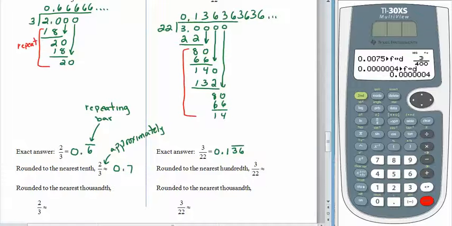If we wanted to round to the nearest thousandth, we would have 0.66, and then we'd have to decide what's going to go in the thousandths place. And of course, to the right of the thousandths place is another 6, so this one is a 7. Take a second, pause the recording, try 3/22, round to the nearest hundredth, round to the nearest thousandth, and then come back.